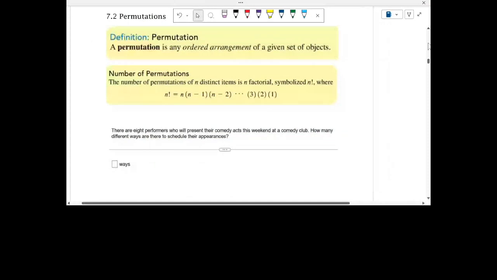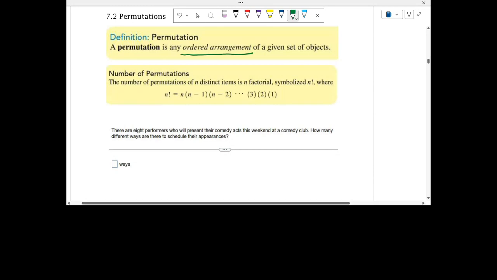So, y'all, the next two sections of chapter 7, one of them is on something called permutations. On Monday, we're going to finish permutations and talk about combinations. The difference is that a permutation is an ordered arrangement, meaning the order in which things come is really important. A permutation is any ordered arrangement of a given set of objects.